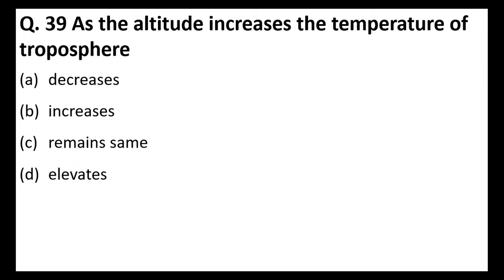As the altitude increases, temperature of troposphere. Altitude means the distance from the sea level. As it increases, what happens to the temperature of troposphere? The troposphere is the layer where you see the weather. The right answer here is decreases. As the altitude increases, temperature of troposphere decreases.